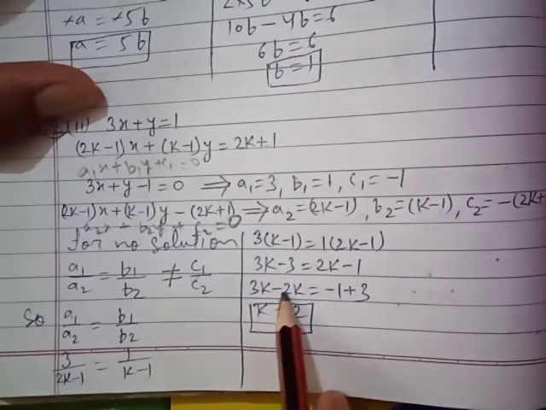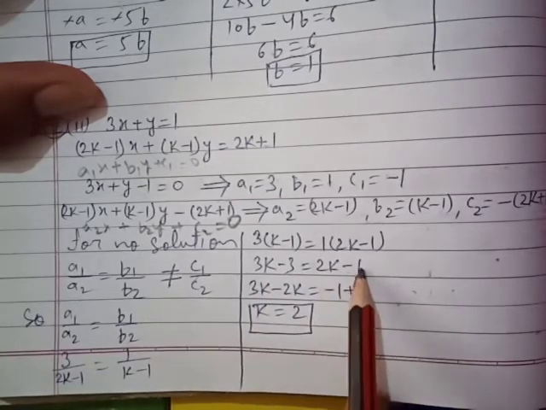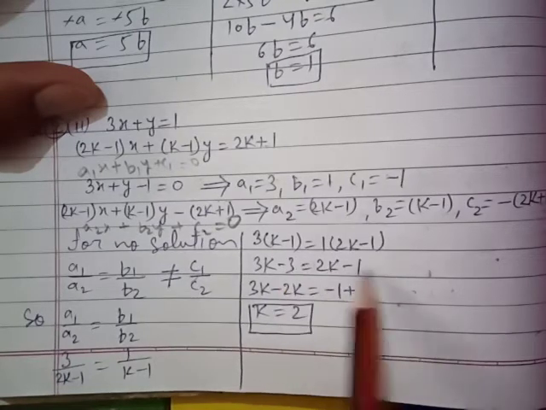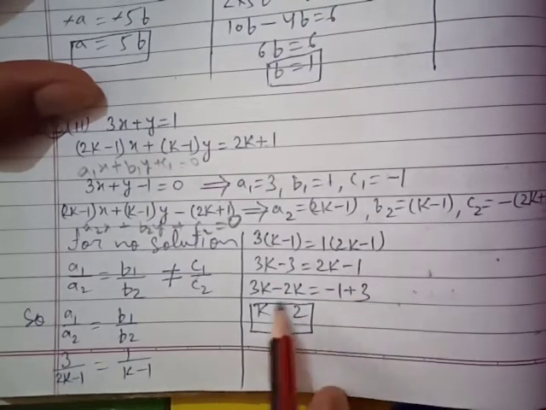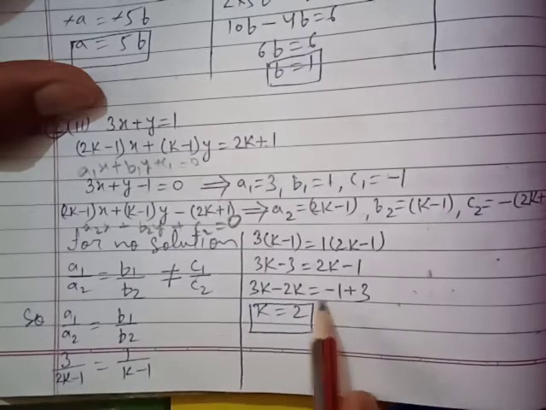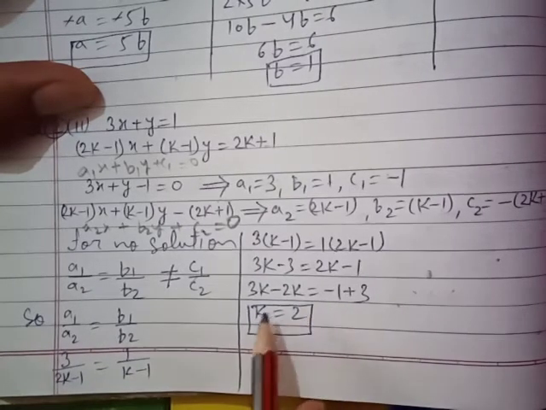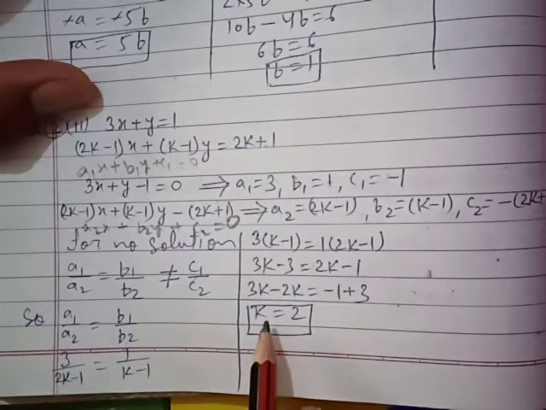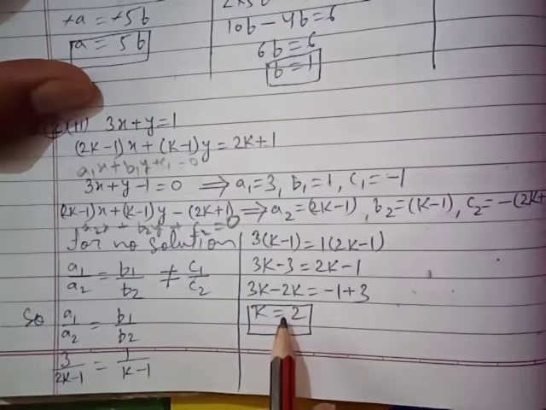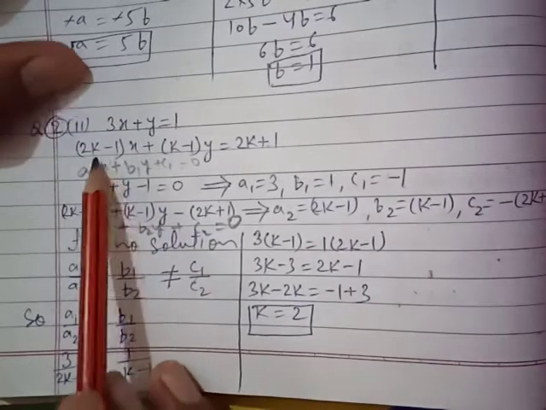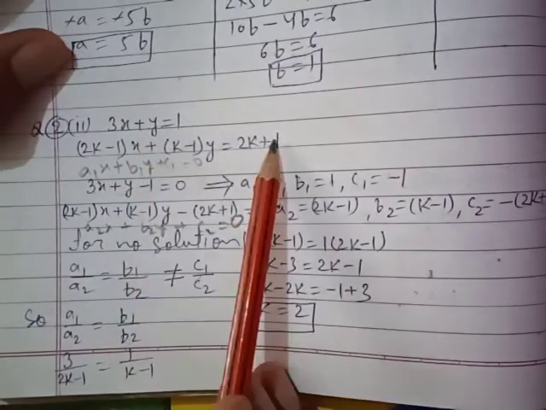Okay, 3k minus 2k, and minus 1. Here, shift minus 3 to that side, it will be plus 3. 3k minus 2k is k, and minus 1 plus 3 is 2, so the value of k is 2. So for the value of k equal to 2, this pair of linear equations has no solution.